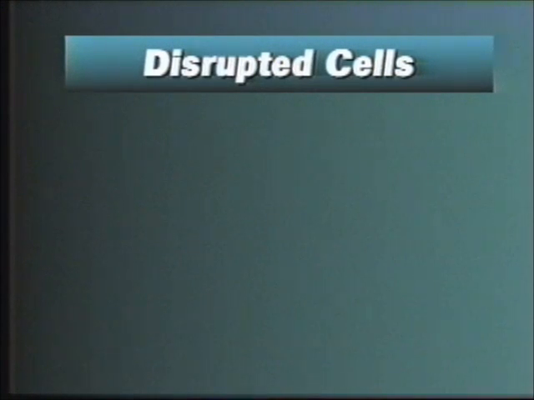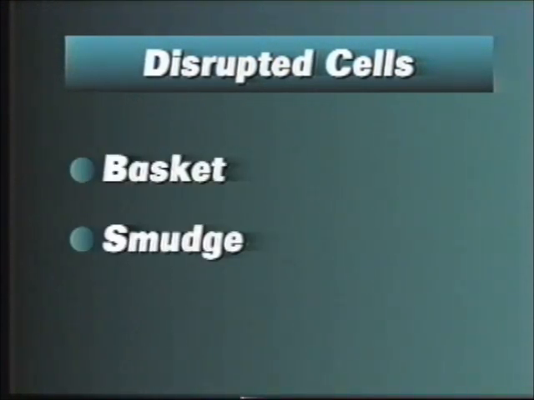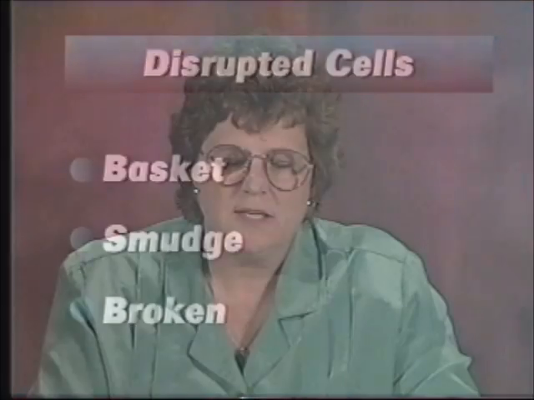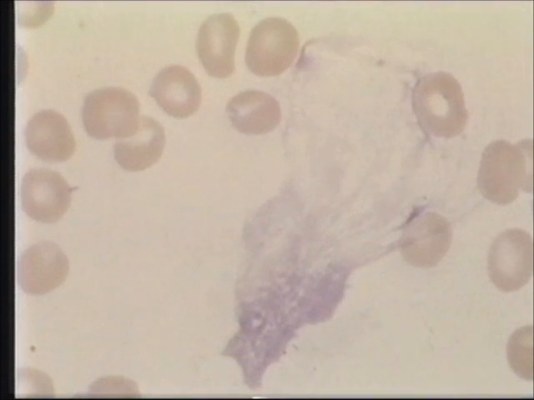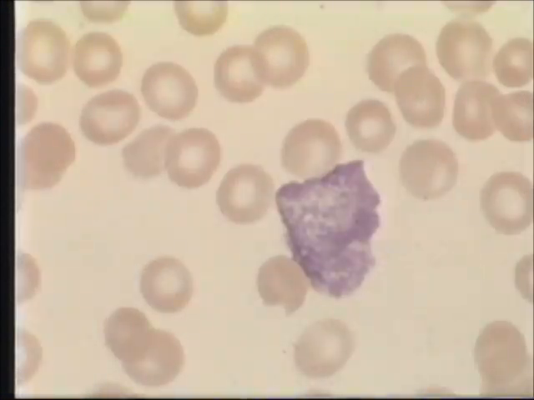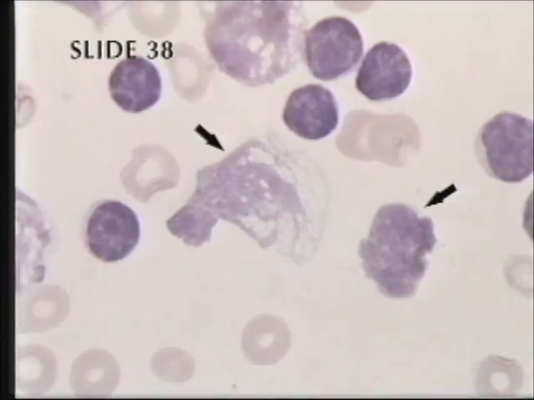Disrupted cells include basket cells, smudge cells, and plain old broken cells. Basket and smudge cells are not truly cells, but are nuclear remnants of cells. Some references link basket cells, like you see here, to disrupted neutrophils, and smudge cells, seen in this smear, to lymphocytes. However, this may not always be true, nor is it important. This case of chronic lymphocytic leukemia has both basket and smudge cells, although CLL is more often associated with smudge cells. The importance is to recognize these as cellular remnants.